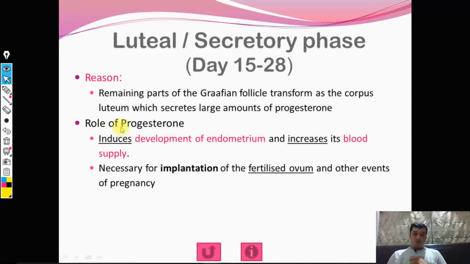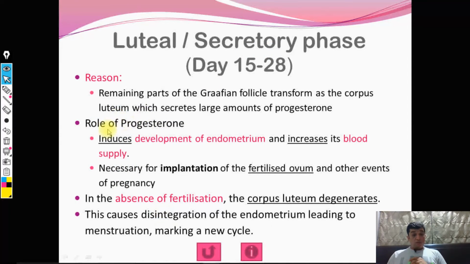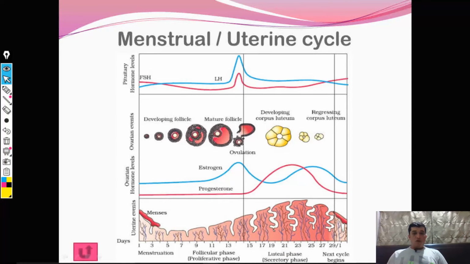We have discussed the role of progesterone and the role of corpus luteum, as mentioned in the learning objective. In the absence of fertilization, the corpus luteum will degenerate and result in a corpus albicans, leading to disintegration, that is breaking off of the endometrium, and a new menstrual cycle. So with this we have completed all 3 phases of the menstrual cycle. I hope you have understood these changes, especially the changes in hormones. These are very important.